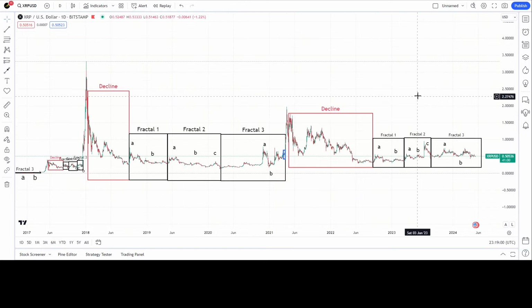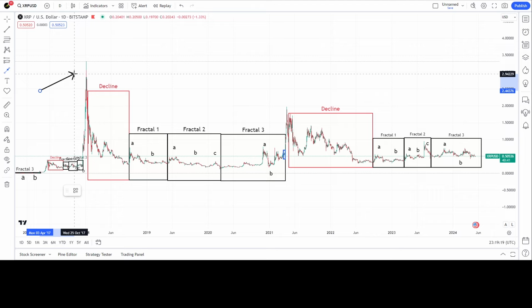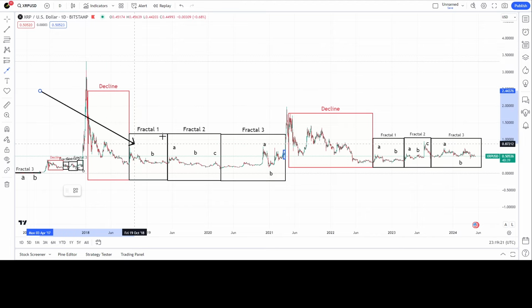Now, before we dive into the nitty-gritty, you need to understand the macro structure. For those of you who follow this channel and know what this structure is, bear with me. I'll make it quick. For those of you who are new, XRP has a repetitive macro structure. What that means is XRP has its bull runs, it has its declines, and it has its sideways range-bound times that repeat over and over again.